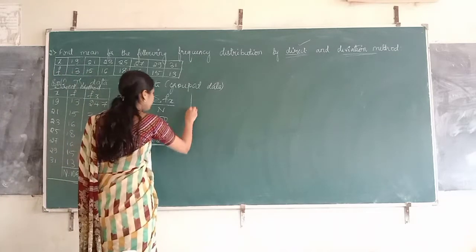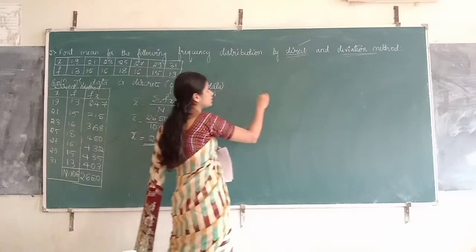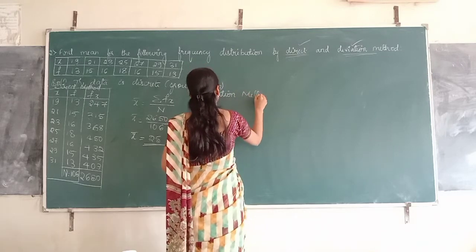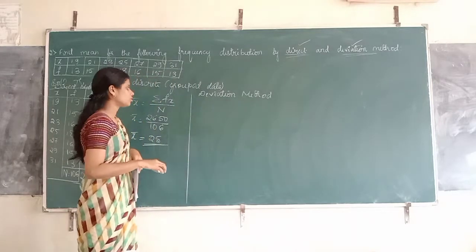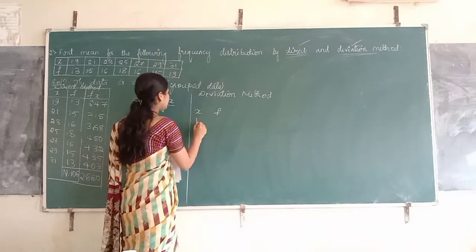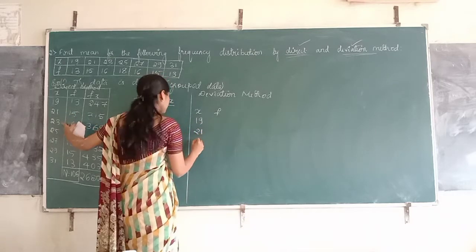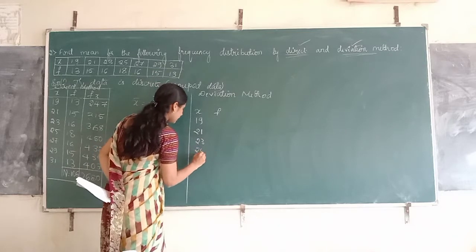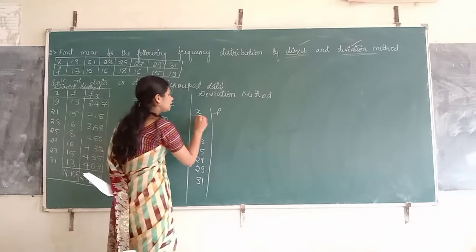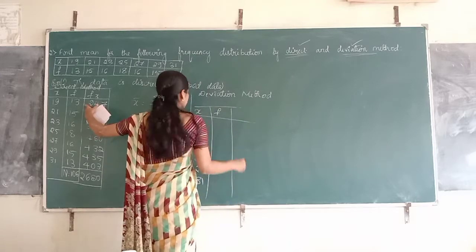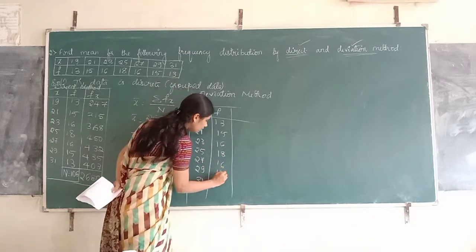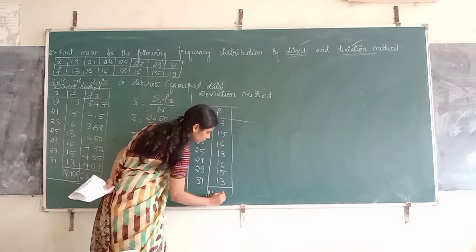Now we are going to find the mean under deviation method. So in deviation method also we are going to draw the table once again. X and f. X values are 19, 21, 23, 25, 27, next 29 and 31. After this, you need the values of f. F values are already 13, 15, 16, 18, 16, 15 and 13. So make the total, n is equal to 106.